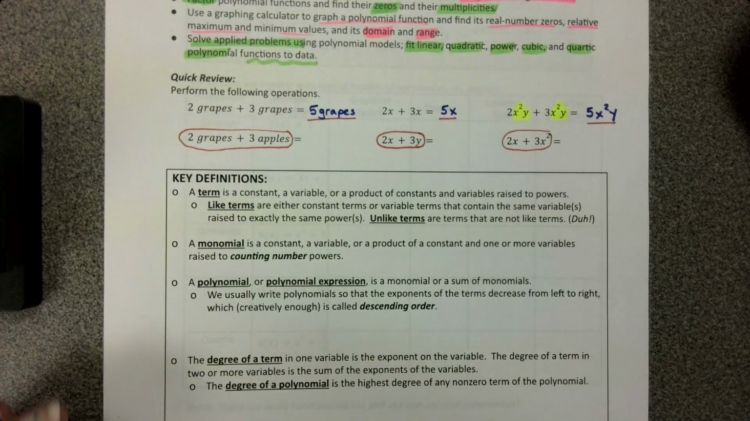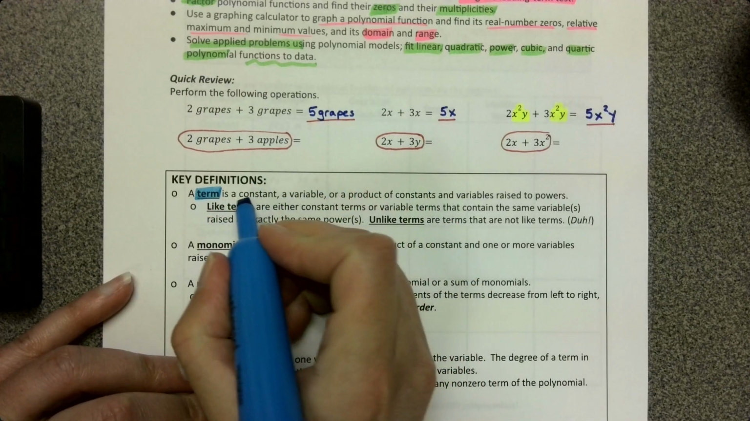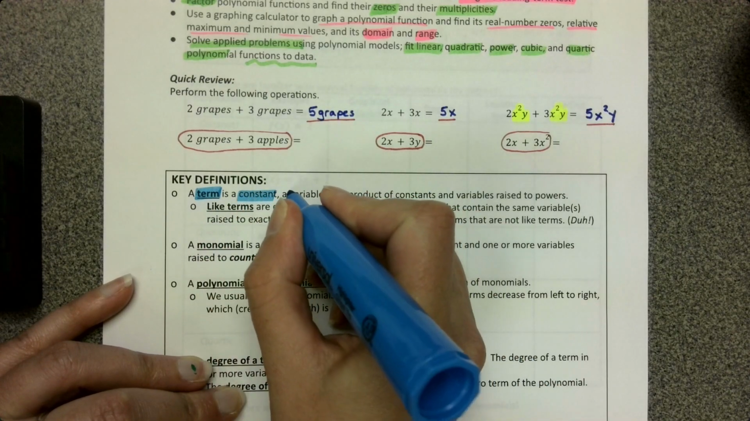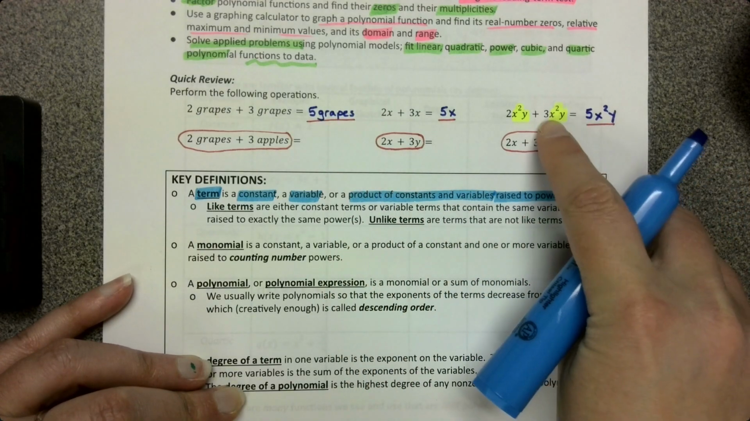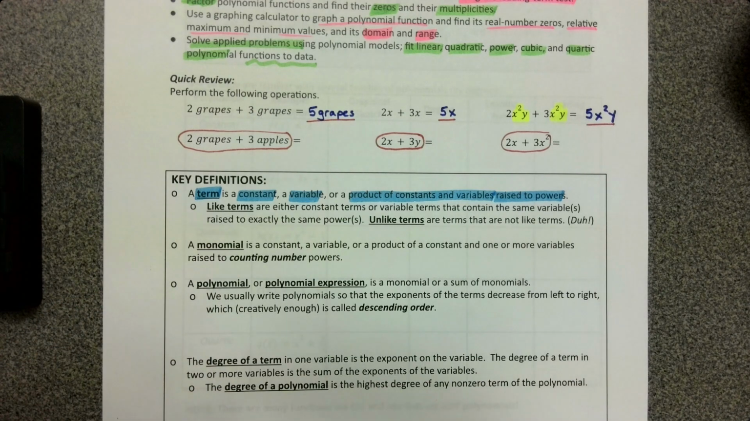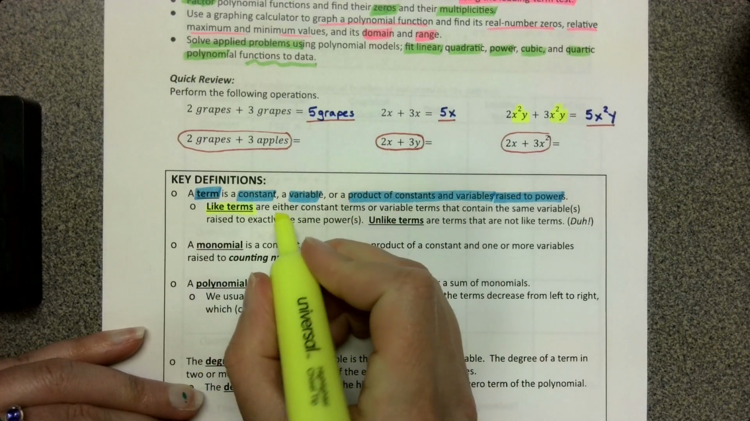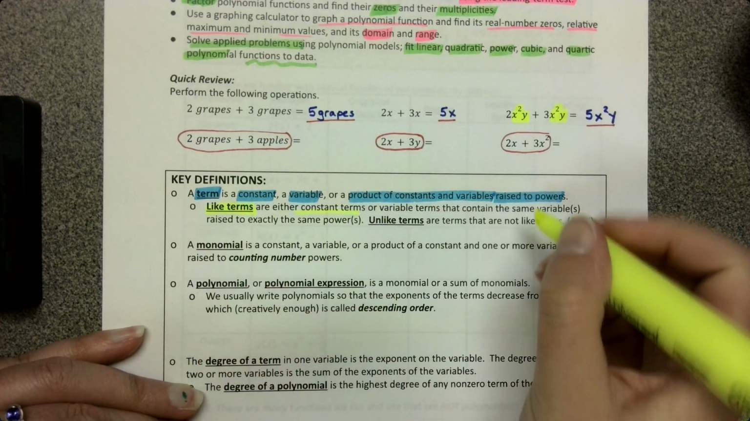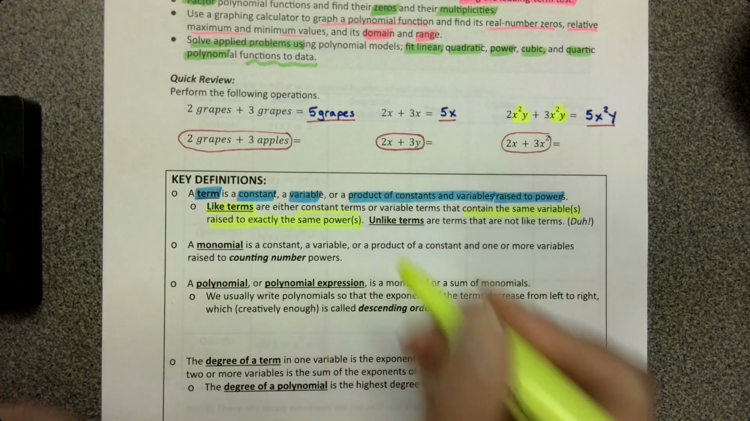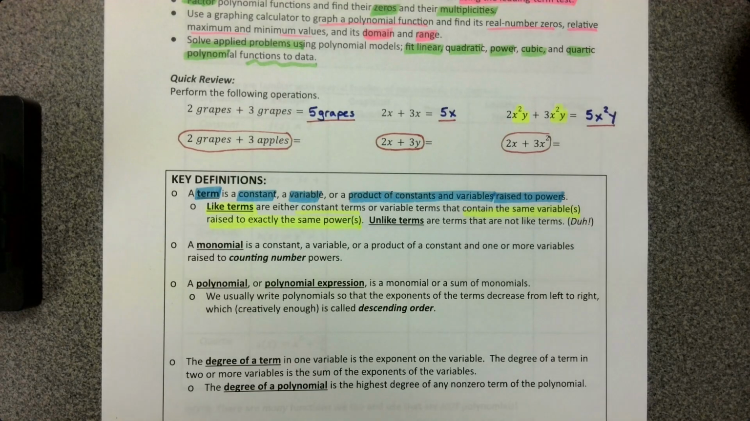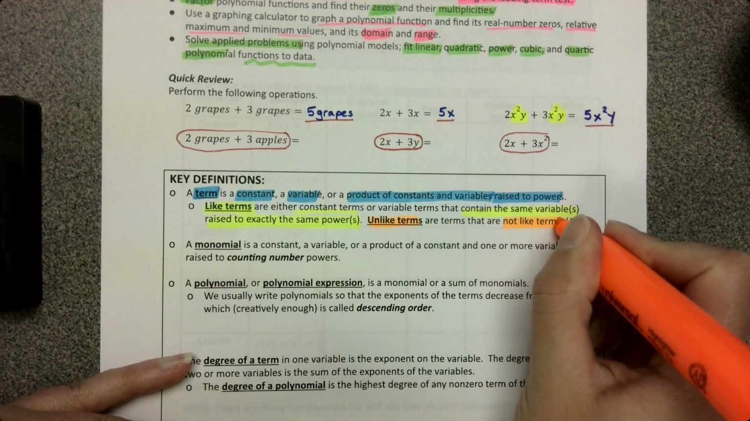Definitions. A key definition, I was talking about that word term a moment ago. So a term is a constant, a variable, or a product of a constant and a variable that might be raised to powers, such as the x squared part of that term there. Like terms are either constant terms themselves or terms that contain the same variable raised to exactly the same respective powers. Unlike terms are going to be any terms that are not like terms.